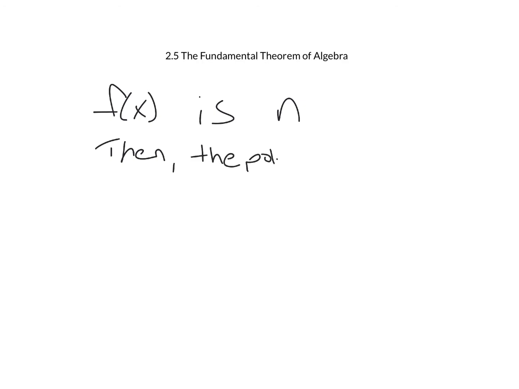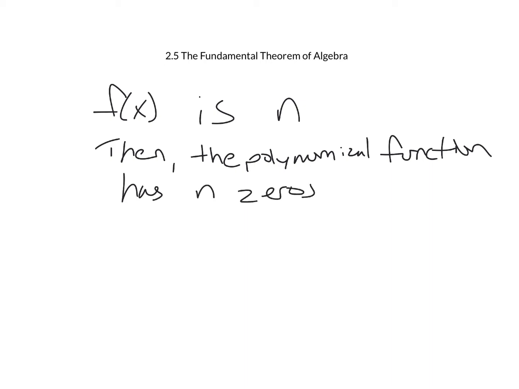All right, 2.5, the fundamental theorem of algebra. So, what is the fundamental theorem of algebra? It states that, let's say that the highest power of f of x is n. Right, that's the highest power. Then the polynomial function has n zeros. Okay, so wherever the highest power is, that's how many zeros you have.